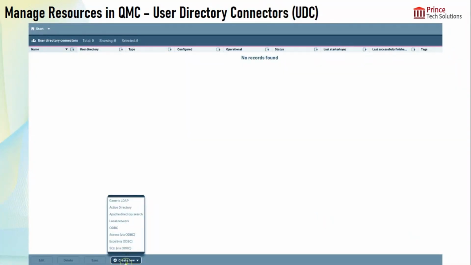Now, the user directory connectors, also called UDC. This is used to connect to the configured directory connections in order to fetch user information. The UDCs found by default in Qlik Sense are generic LDAP, Active Directory, ODBC, Access, Excel, SQL Server, etc.